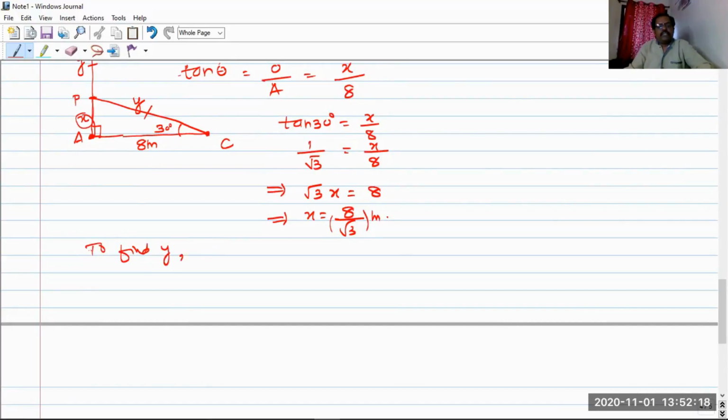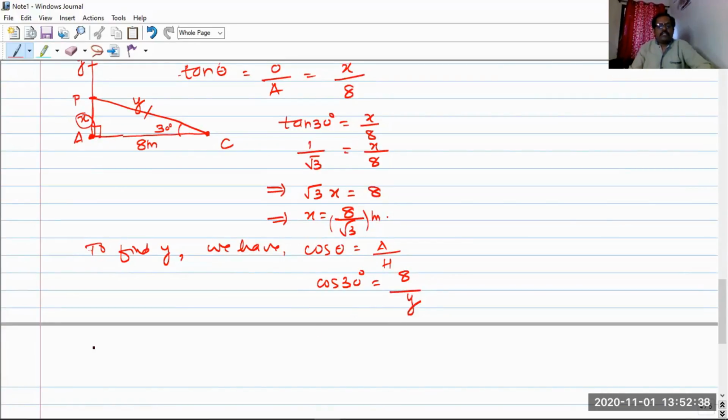To find y we use cos theta. What is cos theta? Cos theta is adjacent by hypotenuse. So what is theta again? Again theta we can take the same as 30 degree. Adjacent side is 8 meter, and this is y.